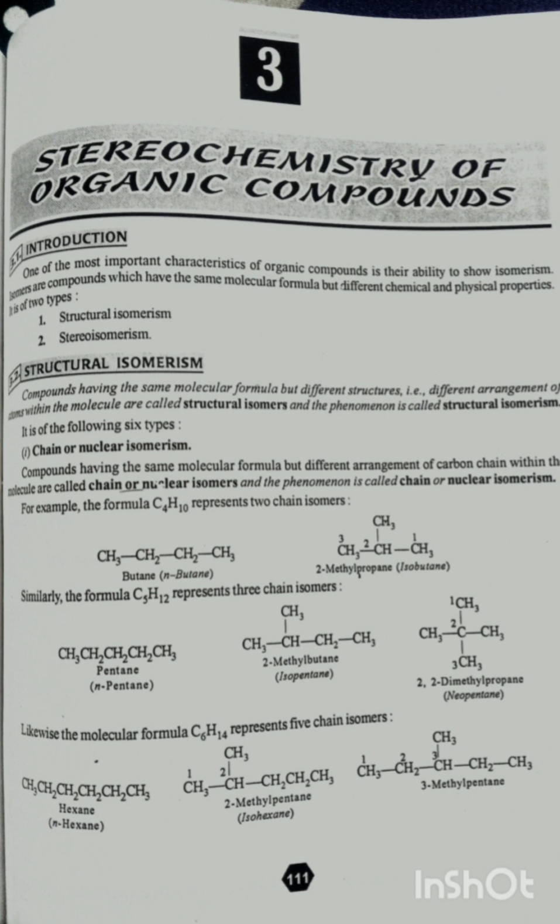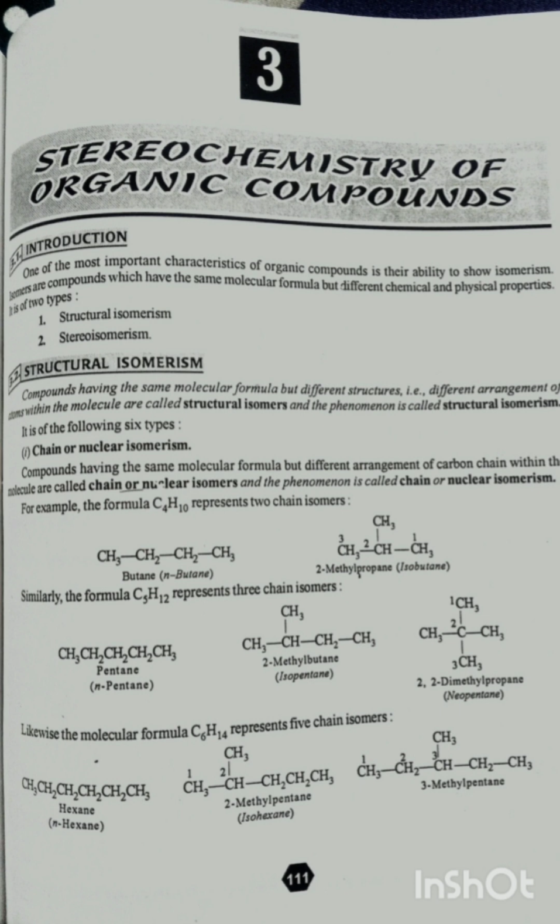These are compounds which have the same molecular formula but different chemical and physical properties. It is of two types. First, structural isomerism. Second, stereoisomerism. So first we will do structural isomerism. Compounds having the same molecular formula but different structures, different arrangement of atoms within the molecules, are called structural isomers, and the phenomenon is called structural isomerism. It is of the following six types.